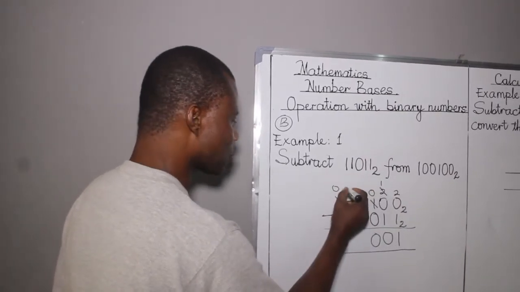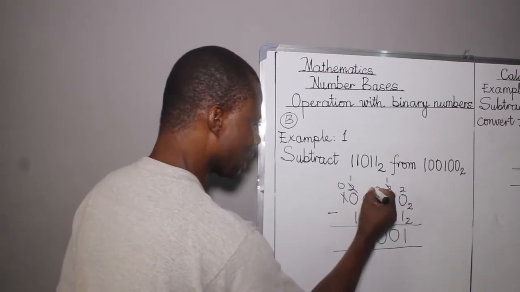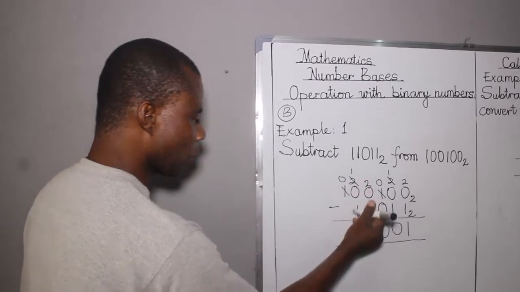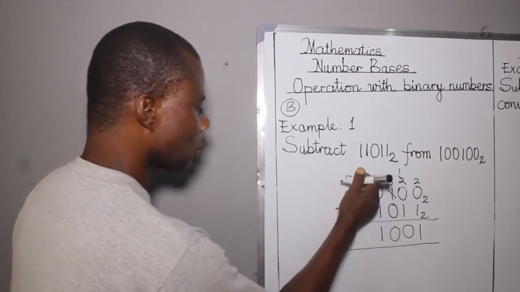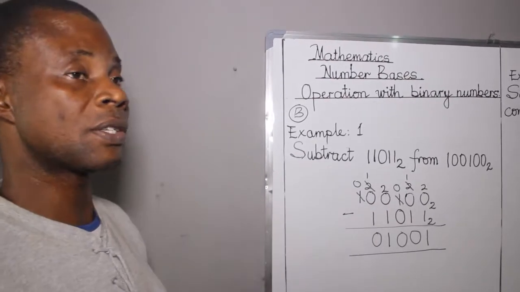I bring it here, it becomes 2. Take away 1 from it, remains 1. Bring it here, it becomes 2. Then I go further. 2 take away 1, I have 1. 1 take away 1, I have 0. And here is 0. Take away 0 is 0.